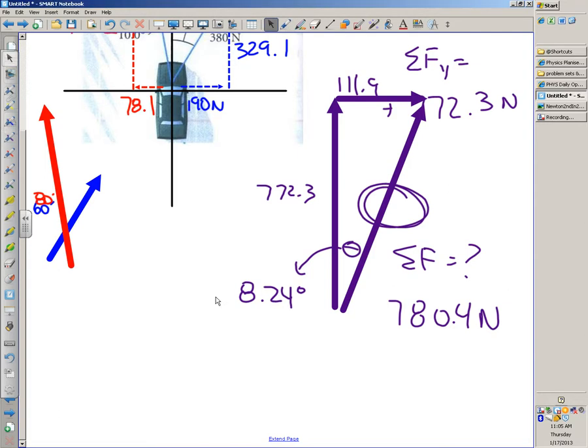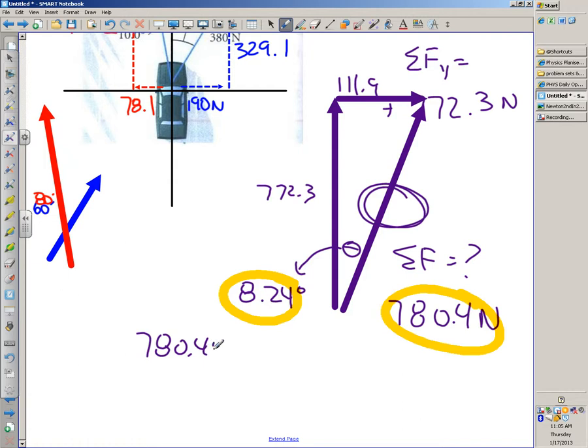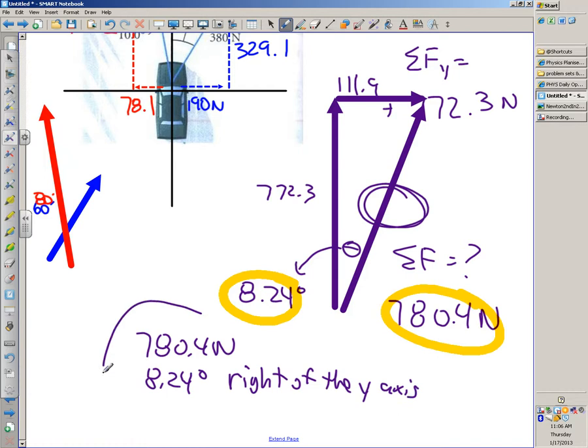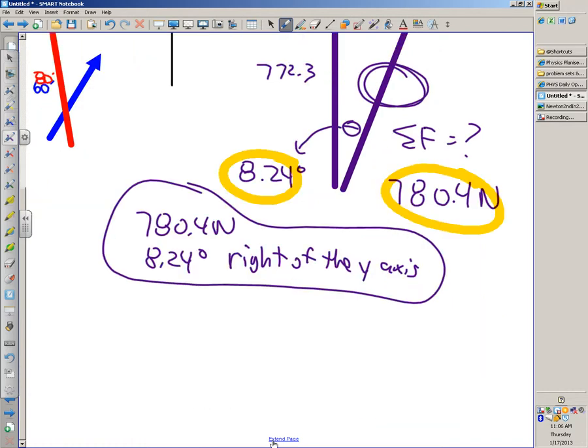Good with those 2 numbers? So, to answer the original question, the net force would be 780.4 newtons. That might not be the right sig digs, but that's okay. And then we would say 8.24 degrees. And I would probably describe it as right of the y-axis. Good there?